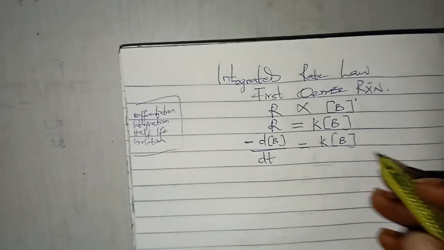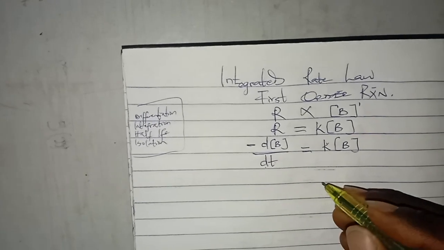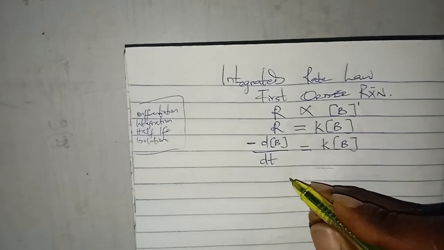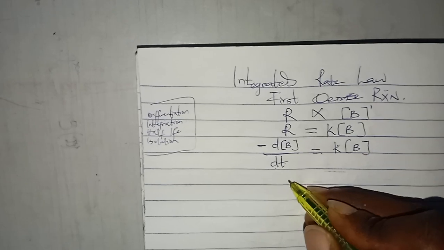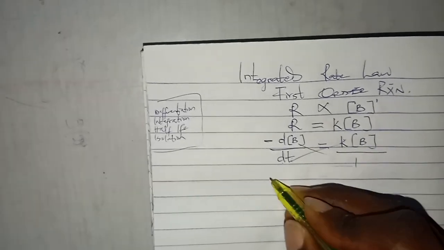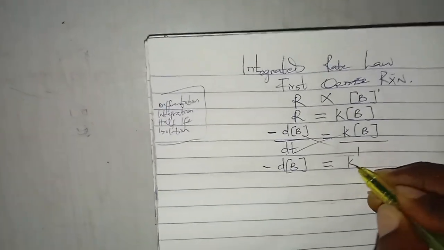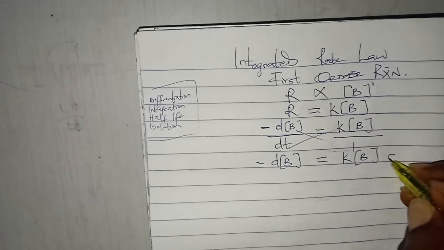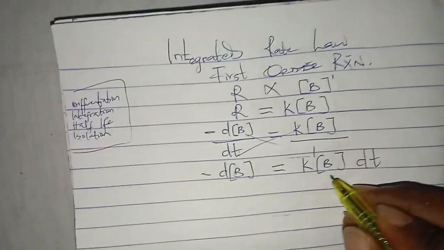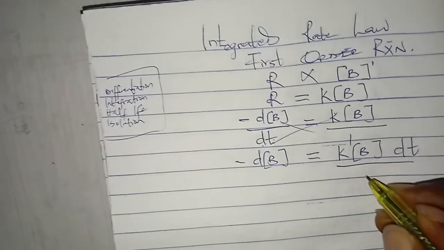I need to do it in such a way that the concentration is on one side and everything that is not concentration is on the other side, because I'm trying to derive an equation for concentration at a given time, not the initial concentration. So anything standing on its own is over 1; cross multiply, and I get minus d of the concentration of B equals K concentration of B dt. We divide both sides at this junction by the concentration of B so that we can get it on the left hand side. So we do this.